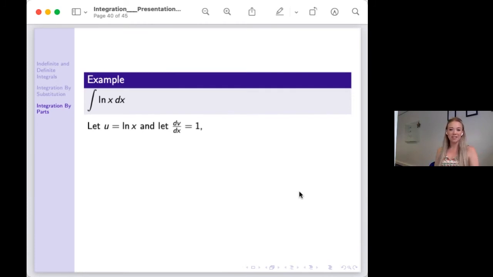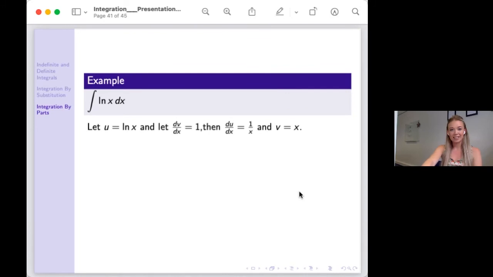So if we go with our first function ln x, and then dv by dx equals 1, then we'll try and use integration by parts. So du by dx, if I differentiate ln x, I'll get 1 over x. And if dv by dx is 1, to work out v, I need to integrate dv by dx. And the integral of 1 in terms of x is just x. So I've got my u, my dv by dx, my du by dx, and the v.